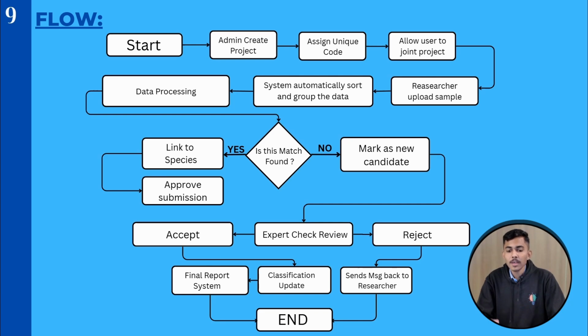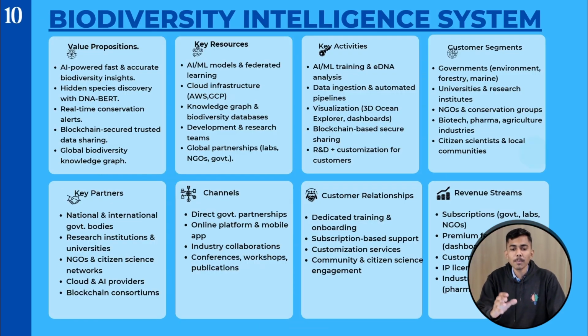Data processing: if a FASTA file matches our existing data, it will be linked to a species and the submission approved. If it does not match, we detect it as a novel species and mark it as a new candidate. Experts then check whether this species is really novel or not. If they approve, it is accepted and indicated as a novel species. If they reject it, further research will be done on this particular species. This is our flow.